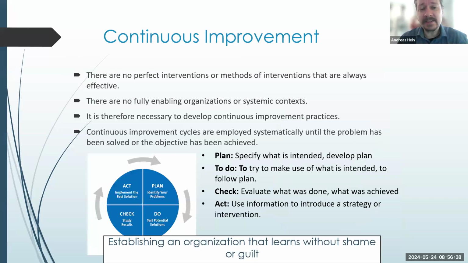Continuous improvement cycles are actually very, very important. That's part of an organization that learns, that you can plan, you can do, you can check if you have achieved what you have done, and then you act again. This seems a very simple cycle, but to implement it systematically, it's actually quite hard.